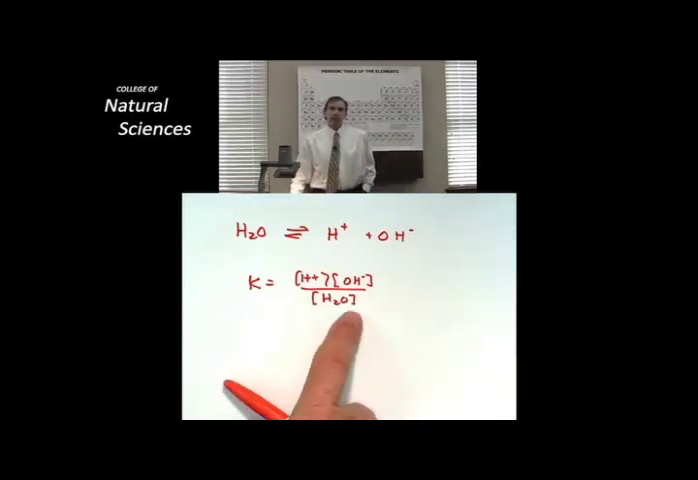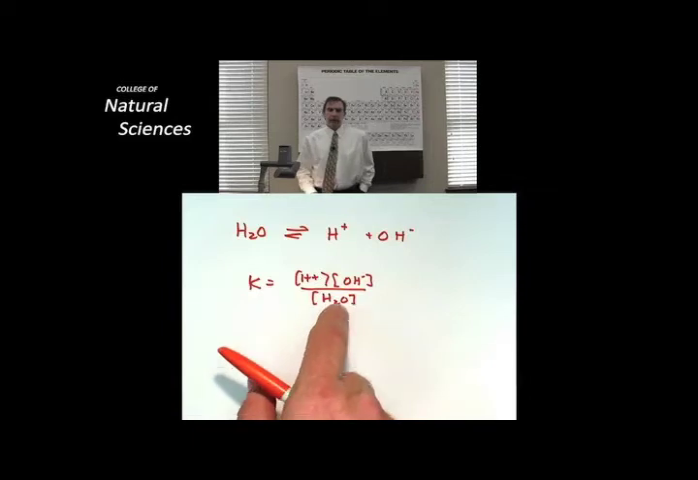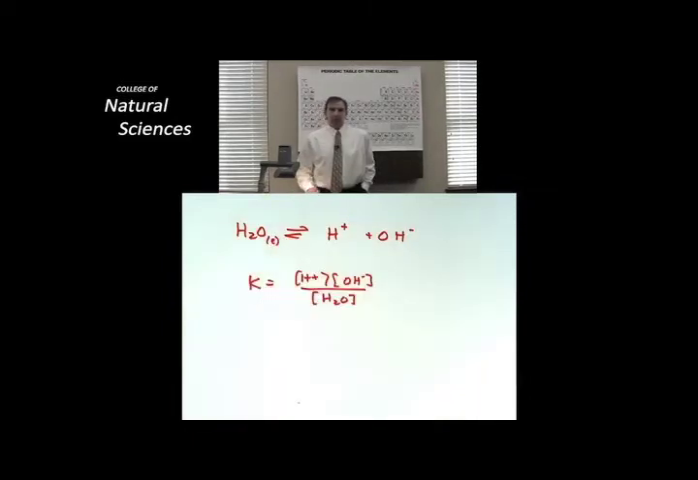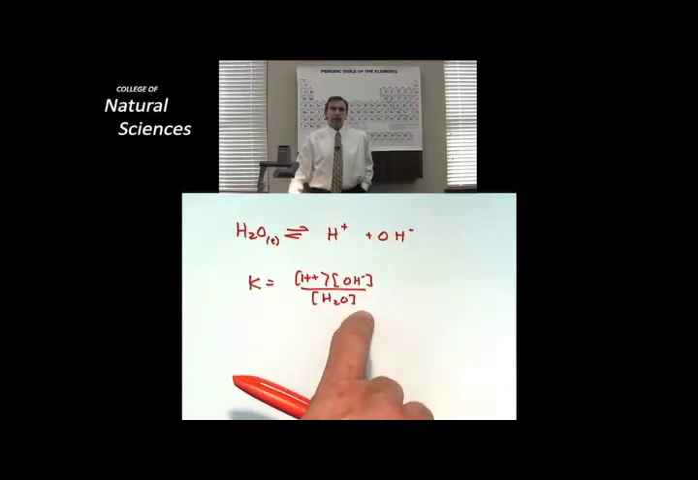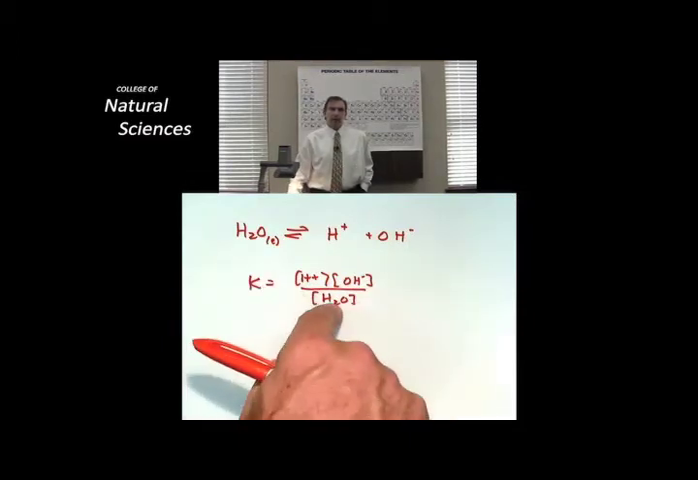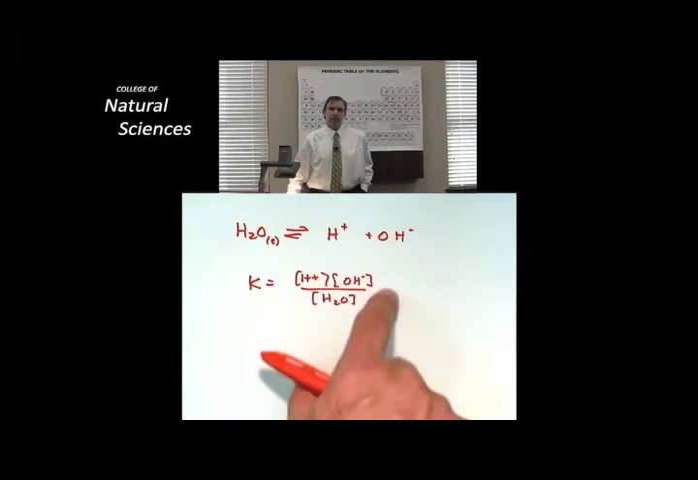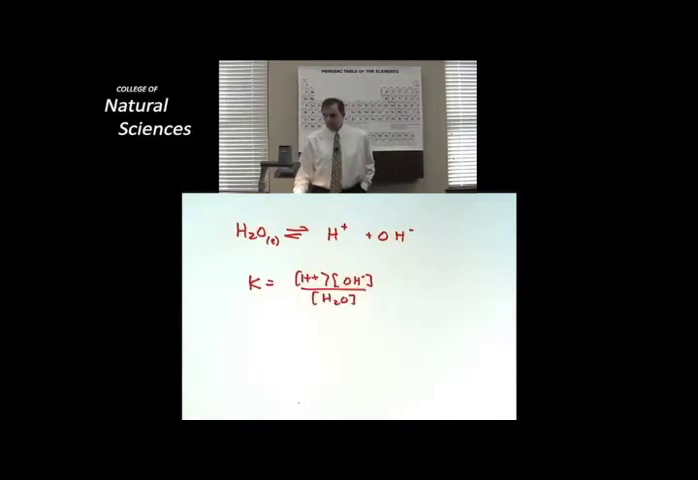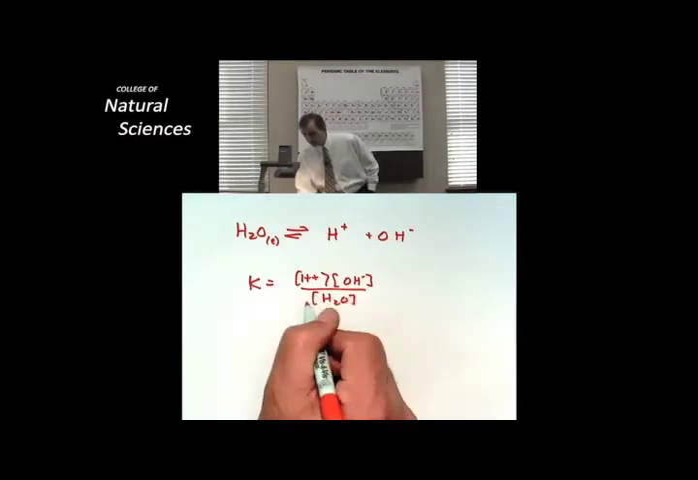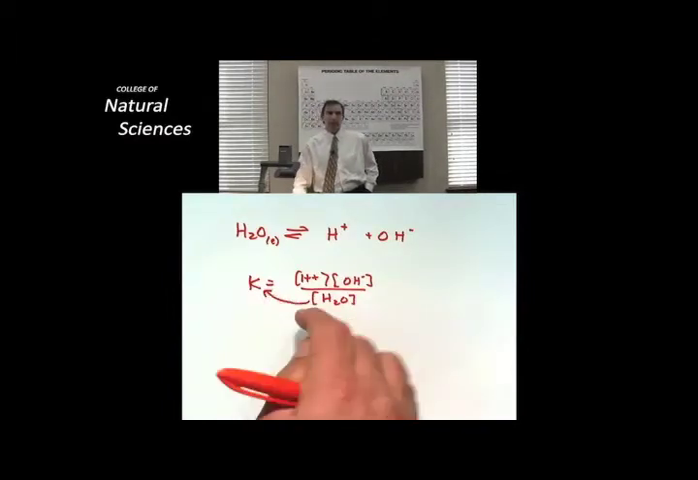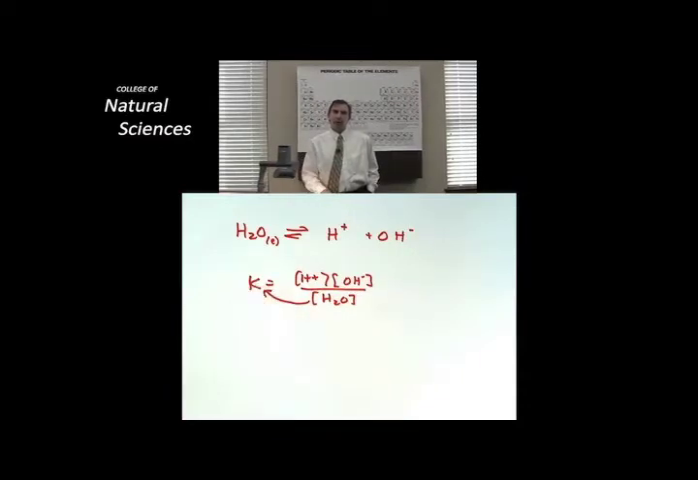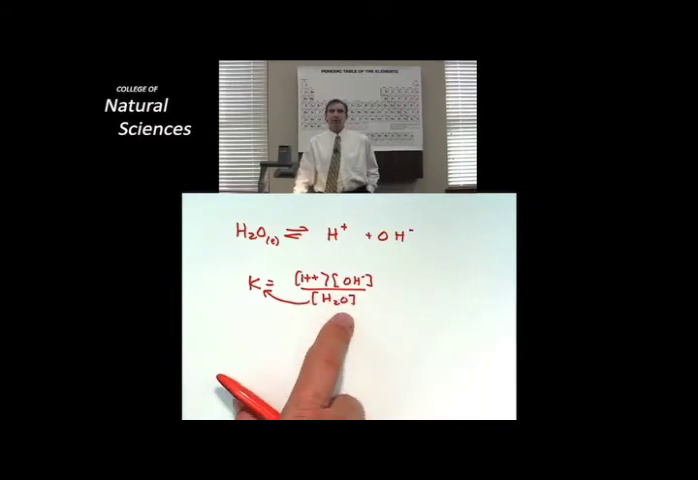Now, at this point, there should be bells going off in my head as I go, wait, water, isn't that stuff like a pure liquid? Am I supposed to include this pure liquid up here as an example of something that goes into this equilibrium expression? Or maybe it's not supposed to be there at all. Well, if you remember, it's not supposed to be there at all. It gets absorbed up into this equilibrium constant here. And if you ask why, it's because this is approximately a constant amount.